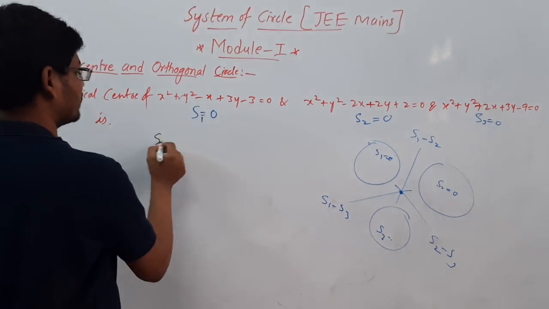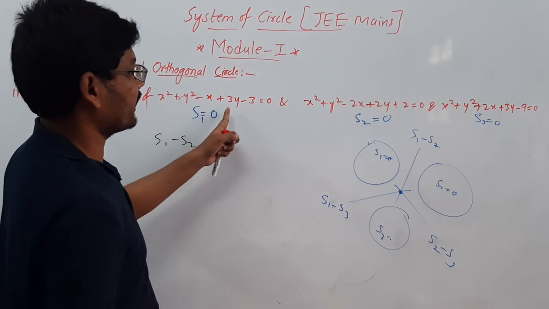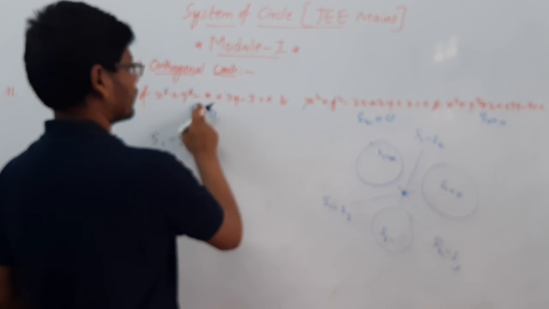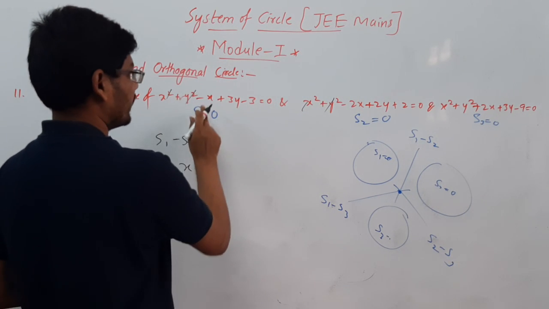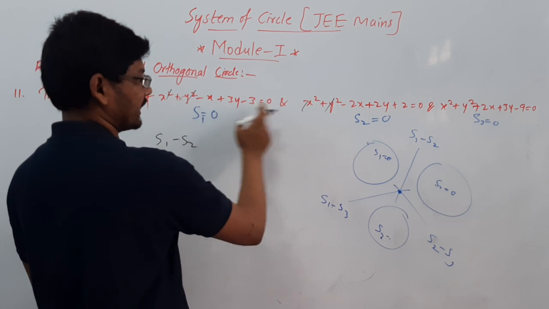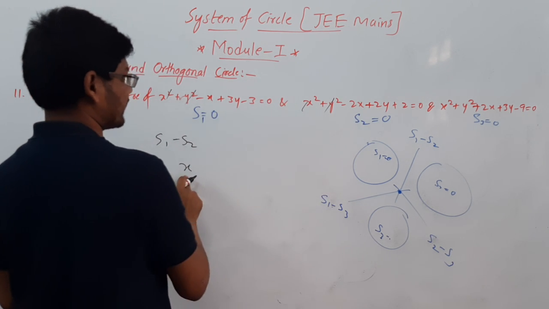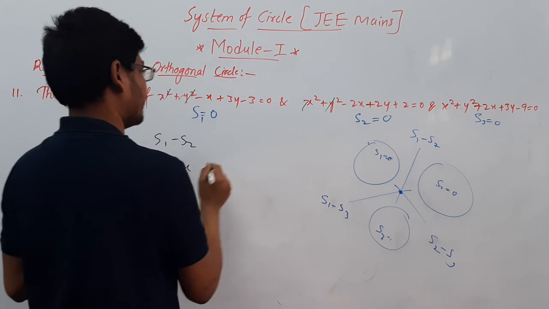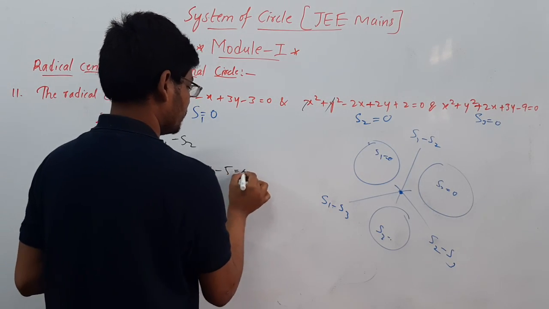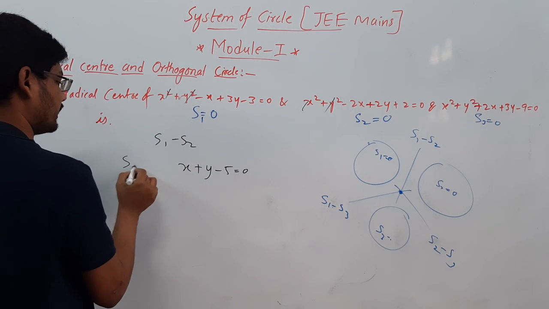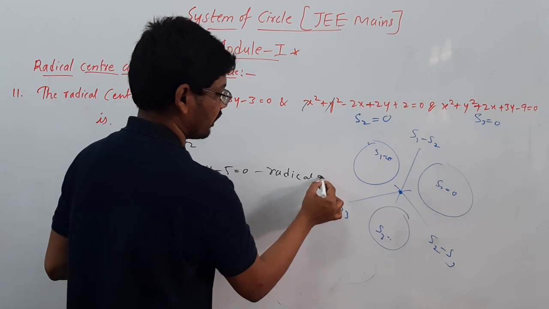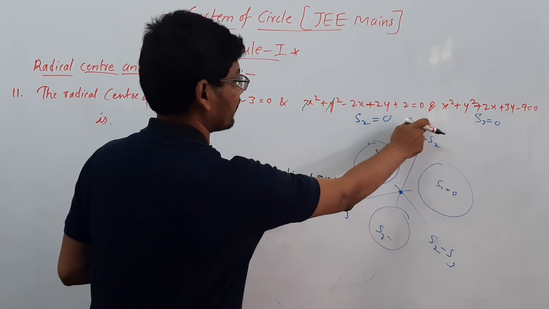So S1 minus S2: x square and y square get cancelled. Next, minus x plus 2x, that is plus x; 3y minus 2y, that is y; minus 3 minus 2 is minus 5, equal to 0. This is the S1 minus S2 radical axis we got here, and I am subtracting this one also.